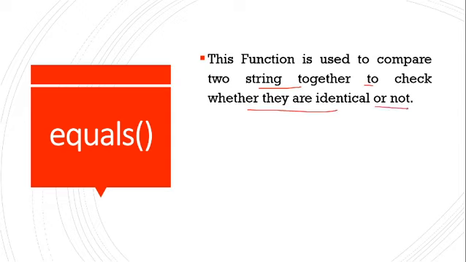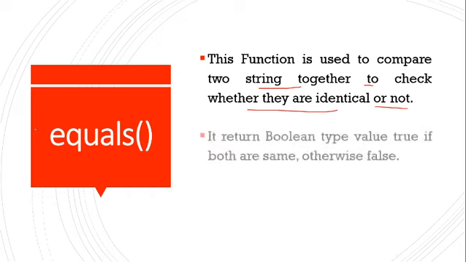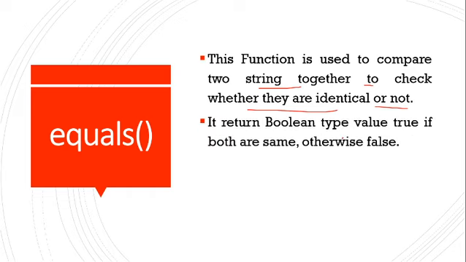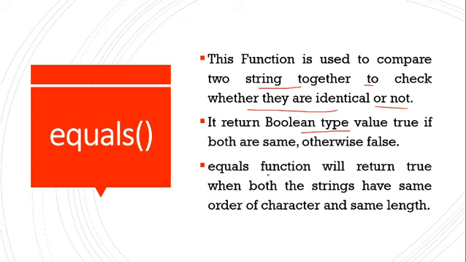To check whether two strings are identical, whether two strings are equal or not, we use the equals function. It returns a boolean type. It only checks whether two strings are equal or not. It checks the content of the string. Content of the string means the characters of the string. Suppose I have to compare, I will give you an example. Wait, first you understand. The equals function will return true when both strings have the same order of characters and the same length. Then only it will return true.